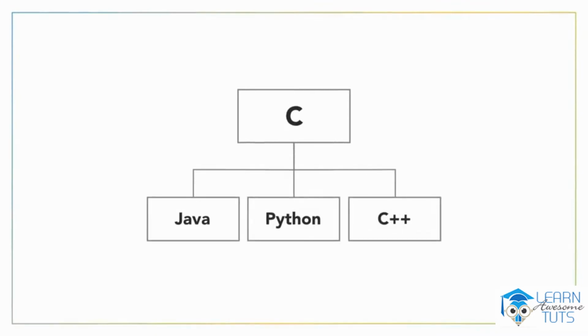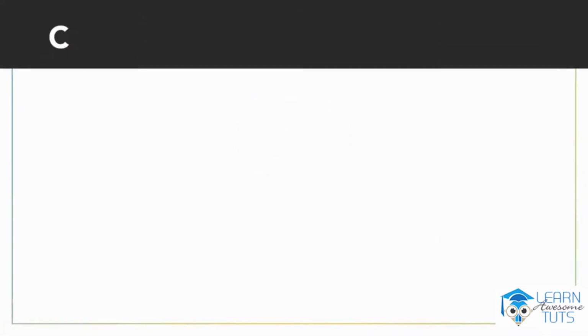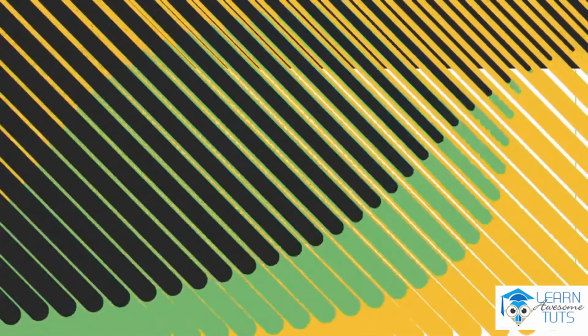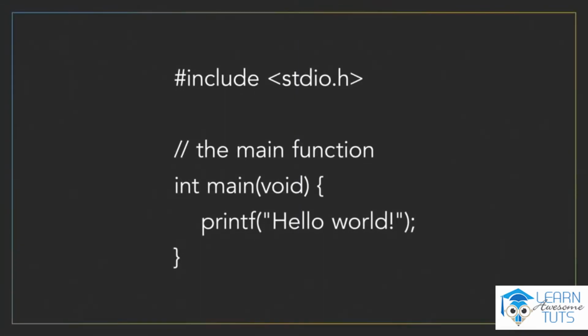That's right, Java, Python, and C++ all inherit ideas from C. The C programming language was developed in the 1970s. It's used for programming operating systems, games, smart devices, and even compilers for other languages. Here's an example of a program in C.